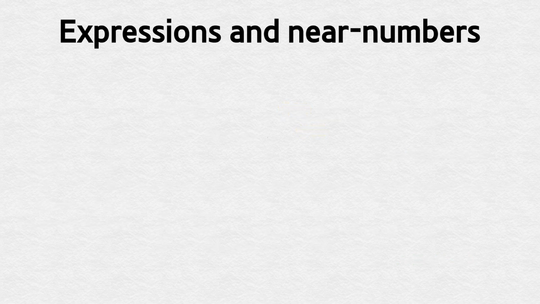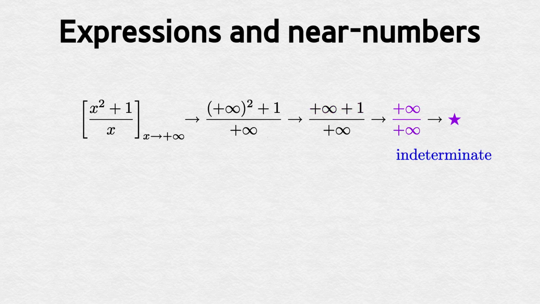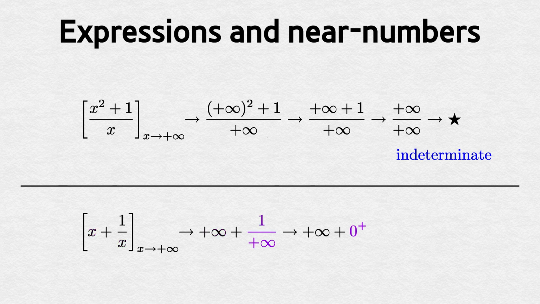For instance, x squared plus 1 over x, when x goes to positive infinity, fits into positive infinity squared plus 1 over positive infinity, which fits into positive infinity plus 1 over positive infinity, which fits into positive infinity over positive infinity and gives us a star. Simplified, this becomes x plus 1 over x as x goes to positive infinity, which fits into positive infinity plus 1 over positive infinity, which fits into positive infinity plus 0 plus, and gives us positive infinity, so this diverges.